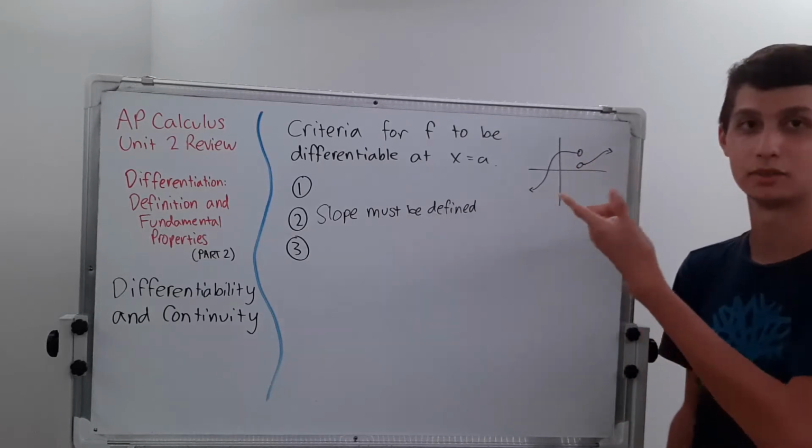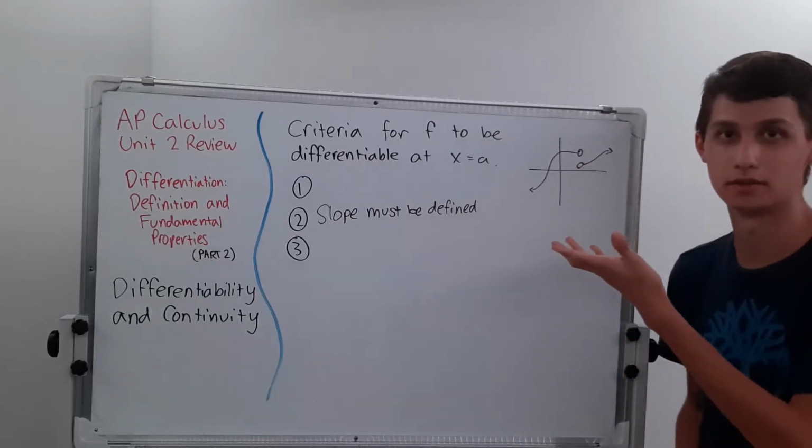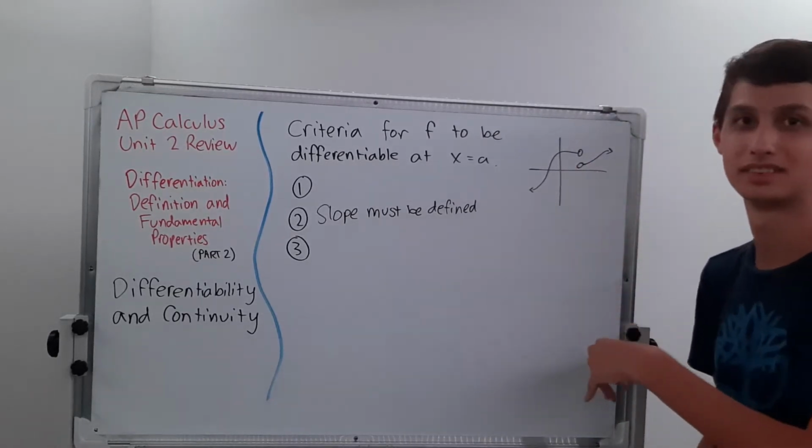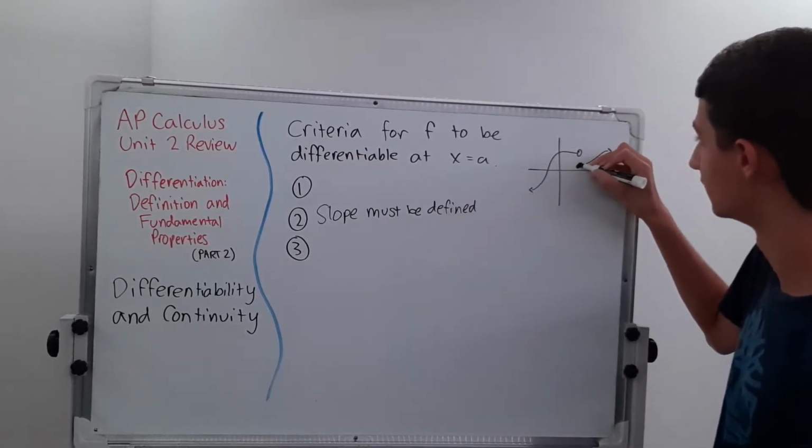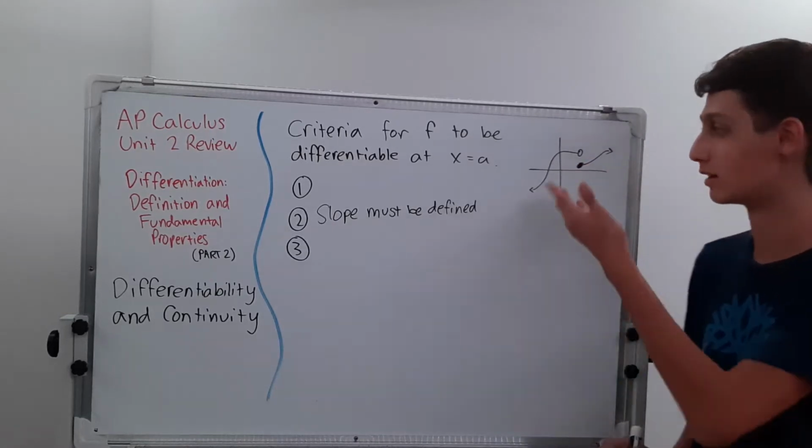So our point has to exist. The function has to exist at that point. Well, what if the point was there? What if we just filled that one in, and now the point exists? We have f of whatever this is.